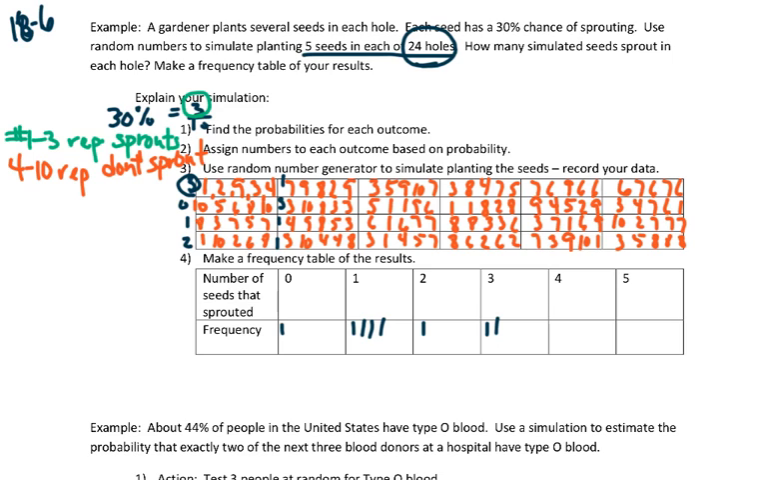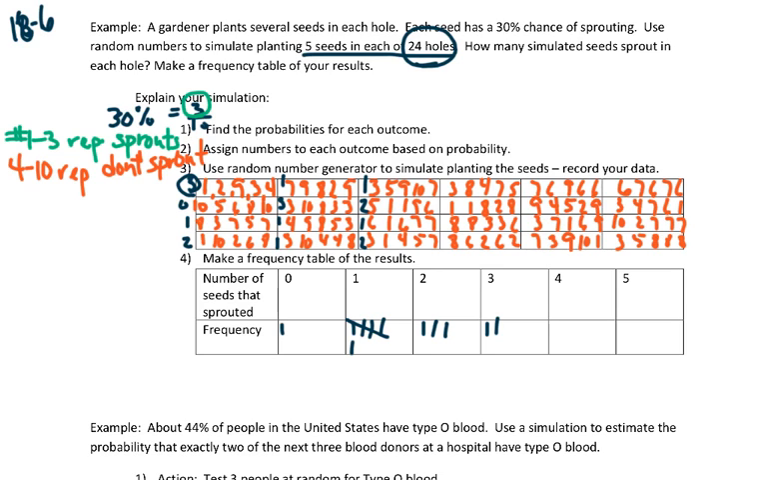Next column, 3, 5, 9, 10, 7 has 1. 5, 1, 1, 9, 6 has 2. 6, 1, 6, 7, 7 has 1. 3, 1, 4, 5, 7 has 2.